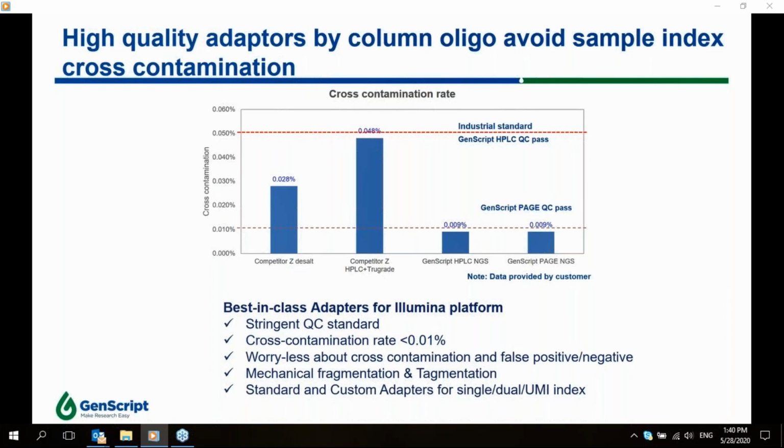Here I'm showing you a figure provided by one of our customers. It shows the rate at which they detect sample index contamination from our adapter technology and another adapter vendor. You can see that the GenScript adapters have a much lower cross-contamination rate. And for that reason, we are setting our quality control standard for our adapter cross-contamination rate at 0.01%. And that is 5 times lower than the industry average standard, which is set at around 0.5%.